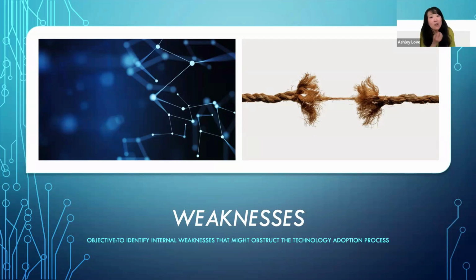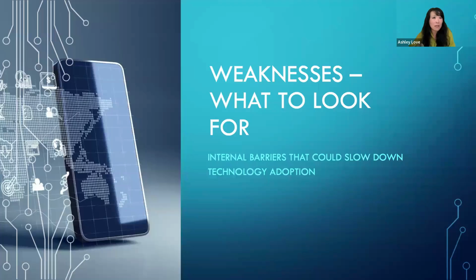So one of the things that we need to do is we need to think about the organization and make sure that you create a safe space for people to talk about the weakness of the organization that's going to hinder you from adopting the technology and the process that we need to be engaged in. So what are some internal barriers that could slow down the technology adoption?